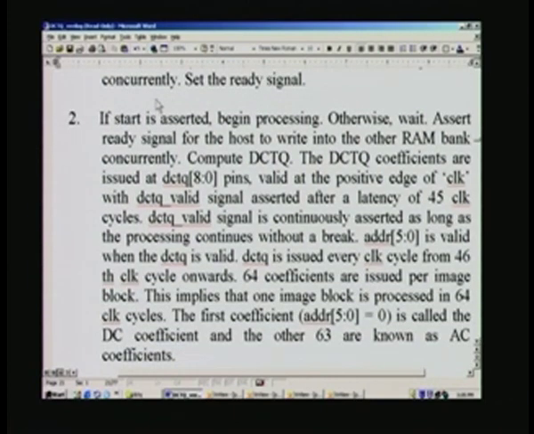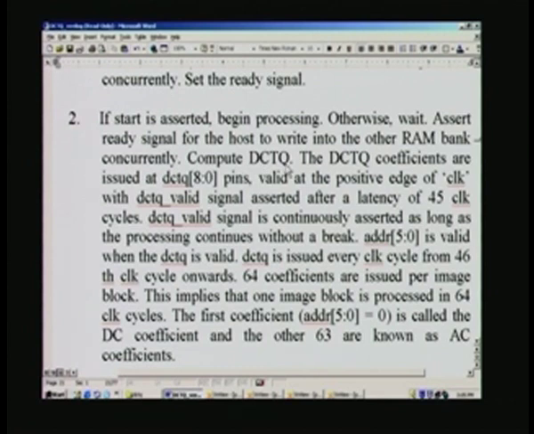So the second point is, if start is asserted, begin processing, that is the DCTQ processing, you start here, otherwise wait. So, assert the ready signal for the host to write into the other RAM bank concurrently. Otherwise, if you do not assert the ready signal, the host cannot write, that is why you have to do it as quickly as possible.